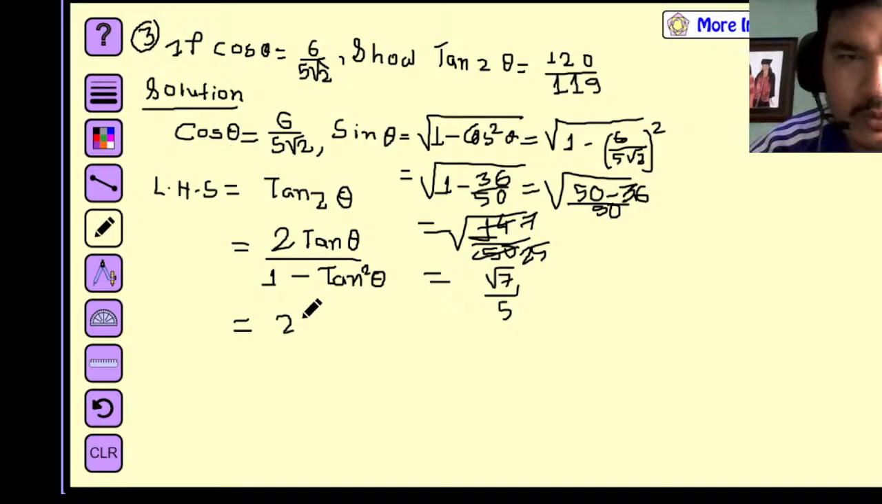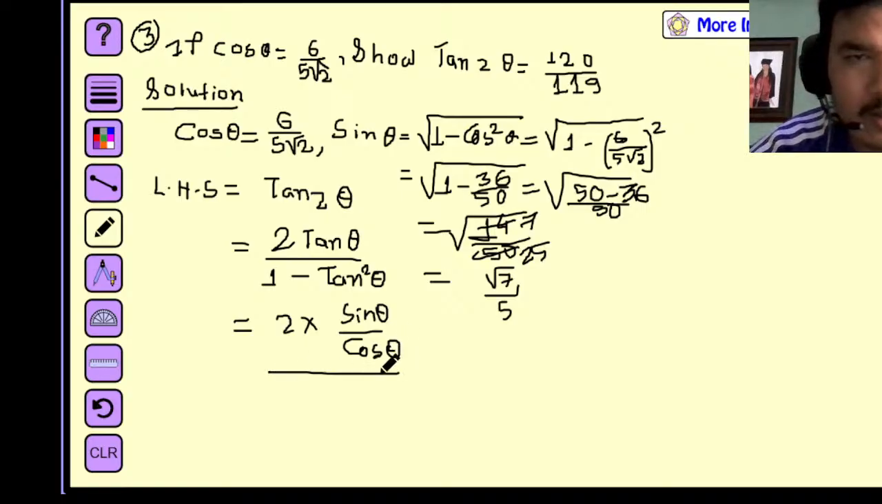Because we know tan theta means sin theta by cos theta. And here also we can use, in 1 minus tan square theta, sin theta by cos theta, and put the square here, okay?